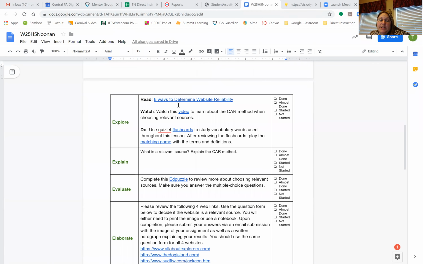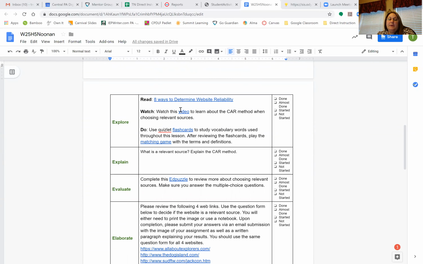So you're going to read this article about 8 ways to determine website reliability. A lot of .com websites are what we tend to go to, and a lot of those do not have reliable information. If you've heard of Wikipedia, that's another one that I know a lot of learners use, and anybody can go in there and change that information. So it is not necessarily credible.